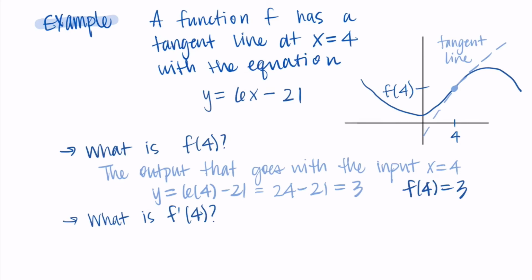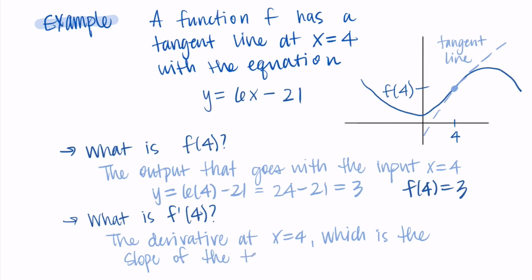So the next thing we're trying to find is f prime of 4. Specifically, this is the derivative at x equals 4. That's what that f prime means. And this is the slope of the tangent line at x equals 4. So remember, derivative is the same as slope of the tangent line, or instantaneous rate of change. So looking at our line, the slope is the 6, that mx plus b form, so it's the 6. That means our derivative at 4, f prime of 4, equals 6.